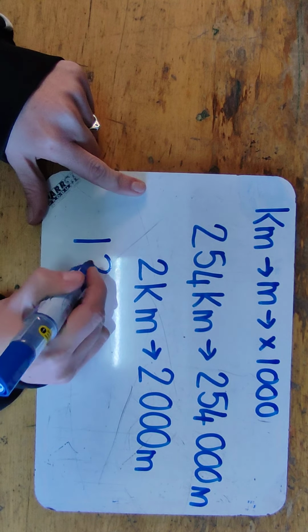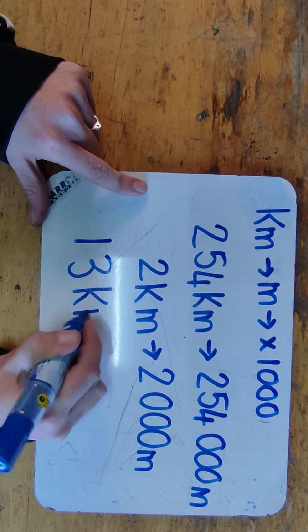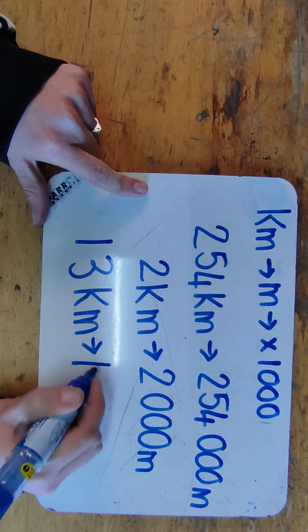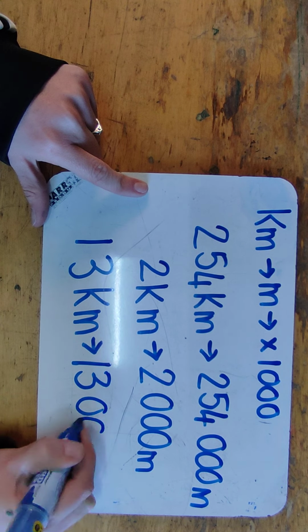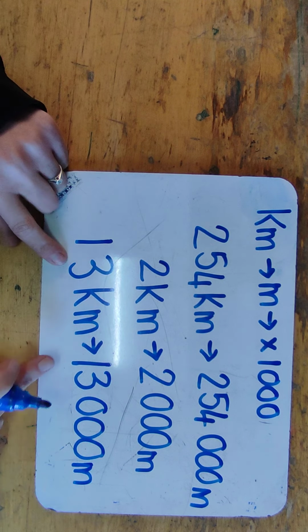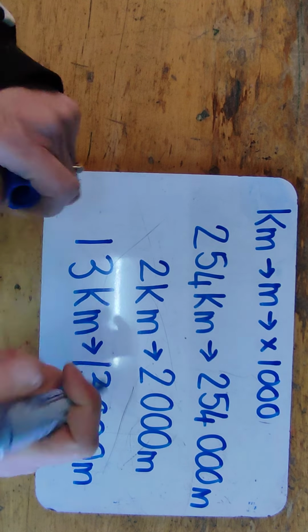Let's do 13. Got 13 kilometers. I need to add on my 3 zeros, so I write down 13 and 1, 2, 3, and I've got 13 kilometers equals 13,000 meters.